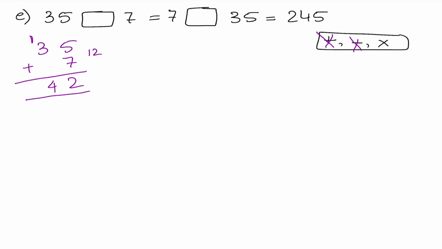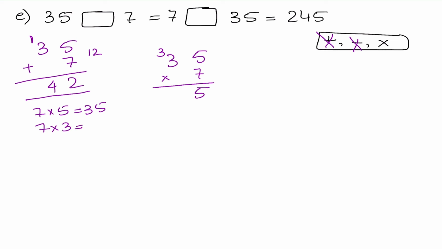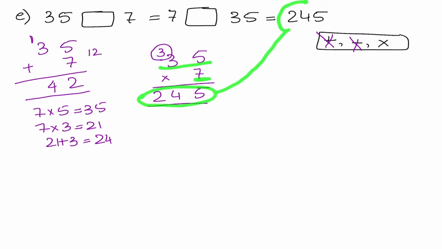Alright? So let's multiply 35 with 7. 7 times 5 is 35. So 5 goes here and 3 is carried here. Then you have 7 times 3 is equal to 21. And then you will add this number 3. So 21 plus 3 is equal to 24. So the answer is 245. Okay? So if you multiply 35 with 7, you will get 245, which is the same as this value. Alright? So you will simply write the multiplication sign here.